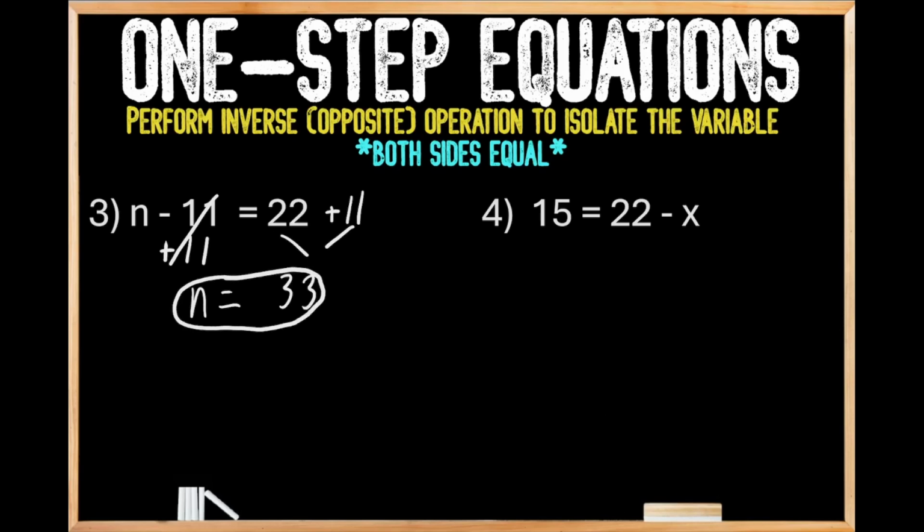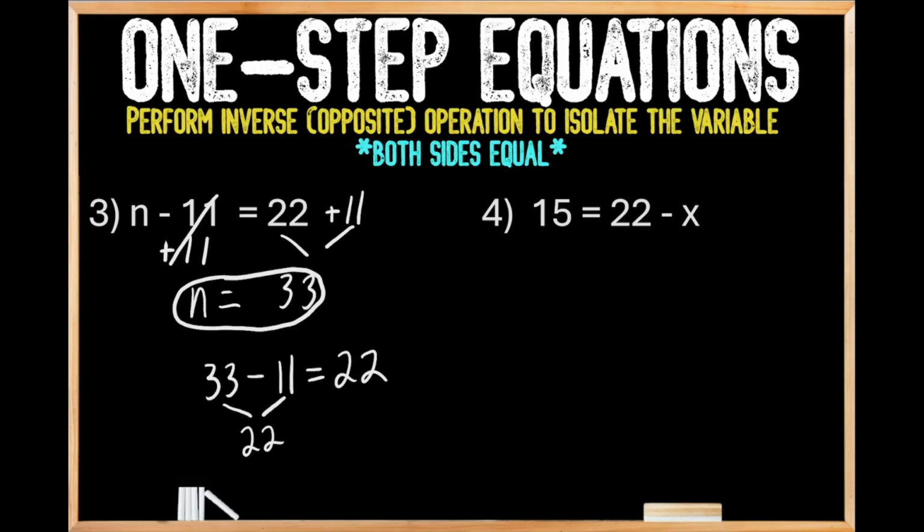And if we want to double check this, we can just plug in the value for n into the equation above. So we have 33 minus 11 equals 22. And when we take away 11 from 33, we get 22, and since both sides of this equation are balanced, they're equal, that means that n does in fact equal 33.